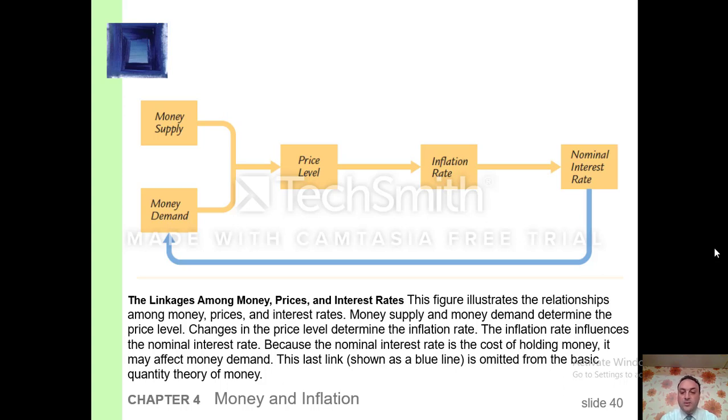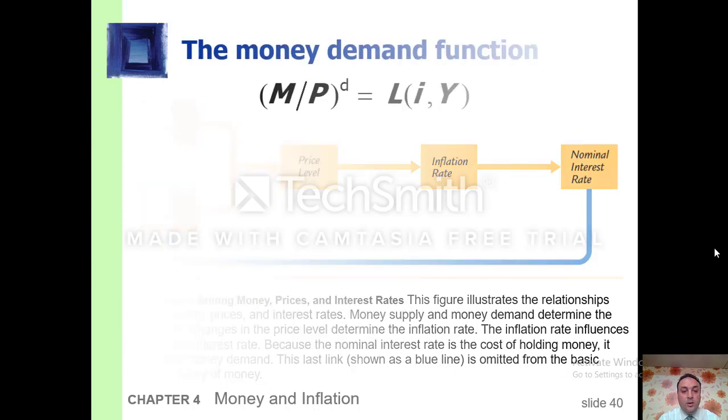This figure illustrates the relationships among money, prices and interest rates. The money supply and money demand determine the price level. Changes in the price level determine the inflation rate, and the inflation rate influences the nominal interest rate, because the nominal interest rate is the cost of holding money. It may affect money demand. So this last link, the blue line, is omitted from the basic quantity theory of money.